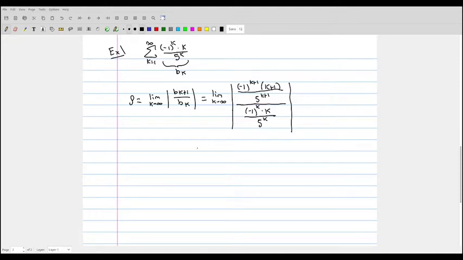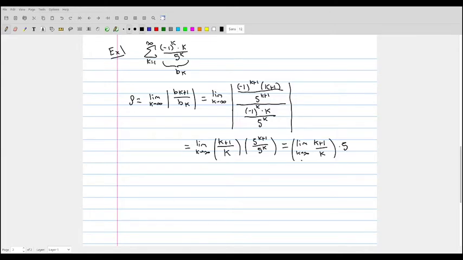So we see that this is the same thing as the limit as k goes to infinity of (k plus 1) over k times 5 to the k plus 1 over 5 to the k, which from the product limit law is going to be the limit as k goes to infinity of (k plus 1) over k times the limit as k goes to infinity of 5 to the k plus 1 over 5 to the k, which is just 5.